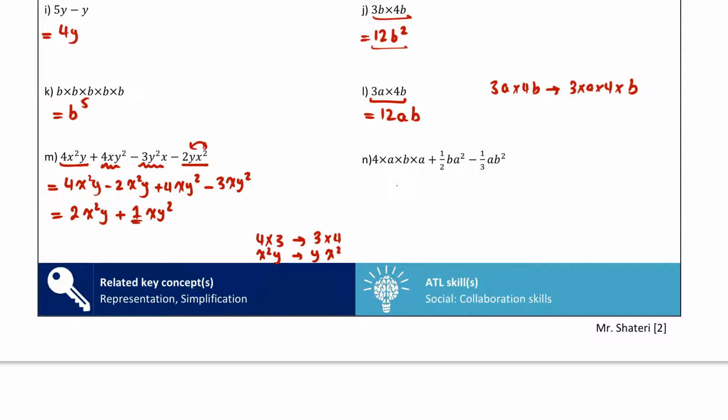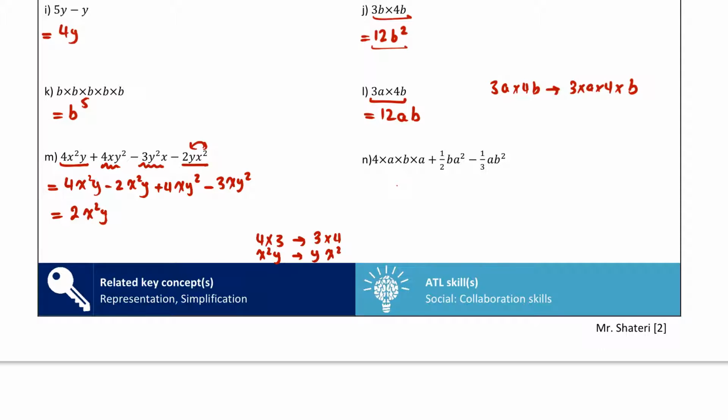The 1 multiplied by any number is just itself, so for the best form of writing things, I'm just going to remove this one.